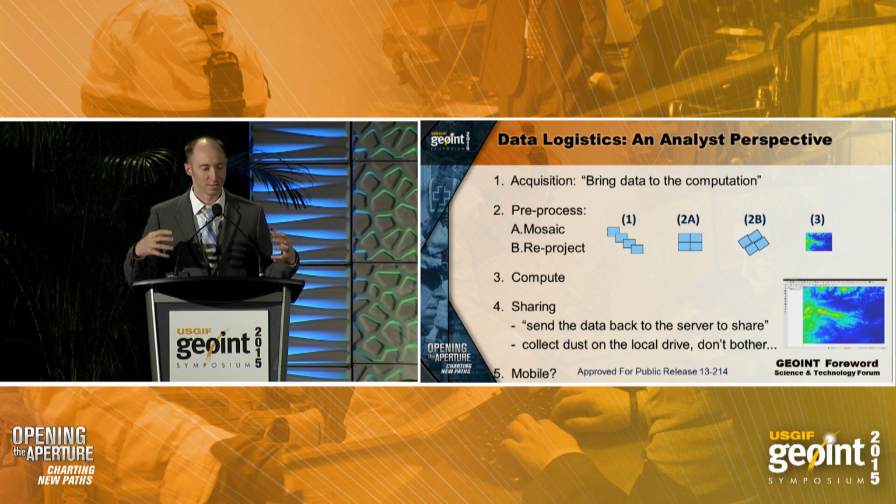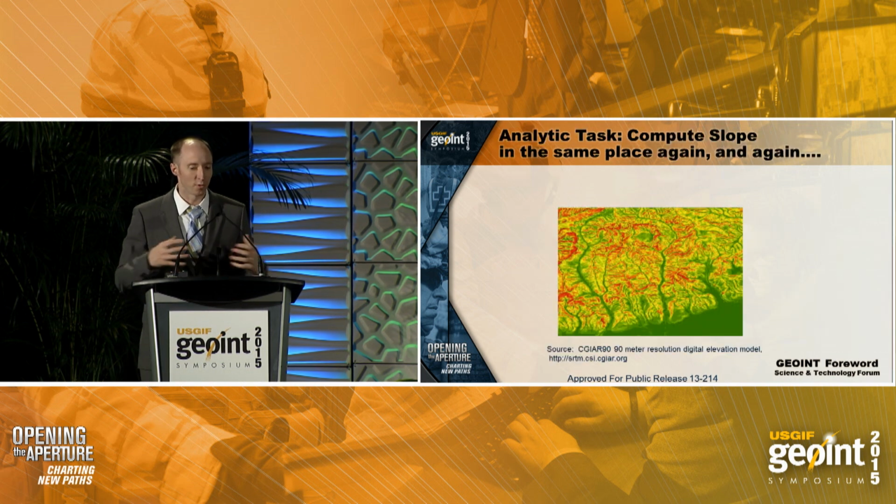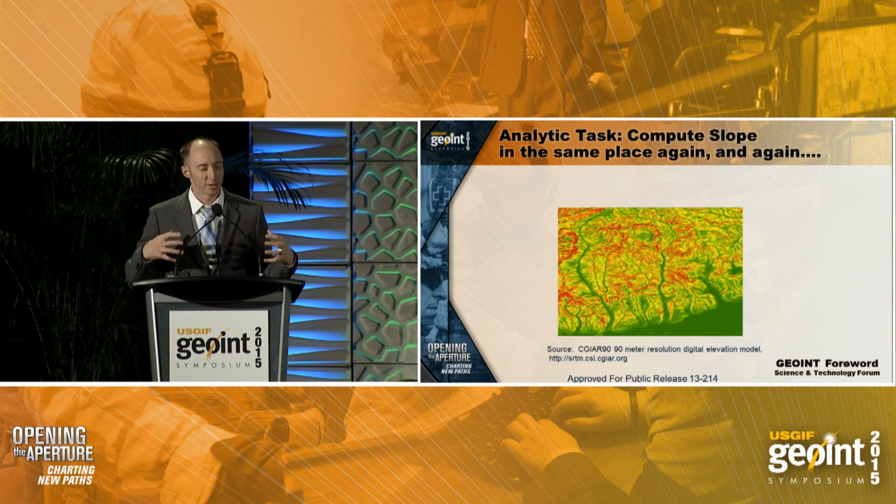One is tedious data logistics for the analyst. They have to download all their data to their local desktop and pre-process it, which is really tedious before they even get to do their analysis. Then when they run their compute, a lot of that compute is redundant because they're taking the raw data and doing that. So how many times has slope been computed over interesting spots on the Earth?